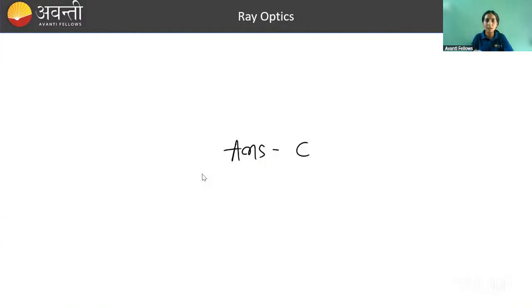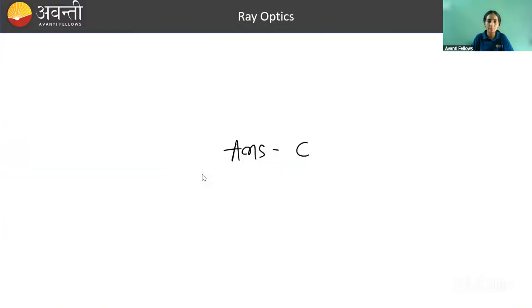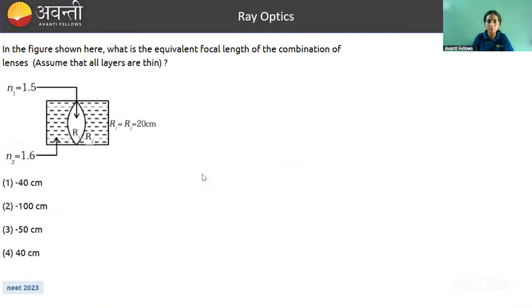Okay. So this is how we calculate things. This was a good application of how we calculate refractive index, what the critical angle is, and how we write it. So this is a good question in terms of revising the concept. Now let's do this.